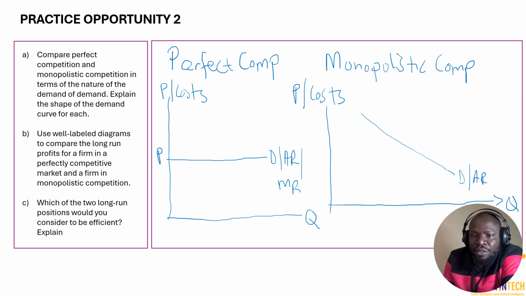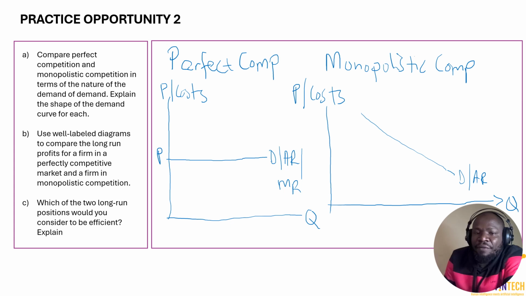Hence, the demand curve is going to be downward sloping. That's the answer to the first part. The second part says use well labeled diagrams to compare the long run position for a firm in a perfectly competitive market and a firm in a monopolistic market.